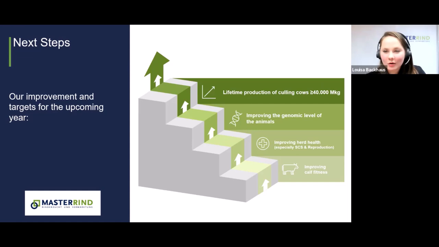We always divide our goals into smaller short-term goals and bigger long-term goals. One of our next steps is going to be to improve our calf fitness, or the environment for our calves, and even increase the working area for the people working there, because at the moment that's not how we like it to be. And we have this big overall goal to increase the lifetime production. We want to be over 40,000 kilograms, and I hope we will reach that this or next year.